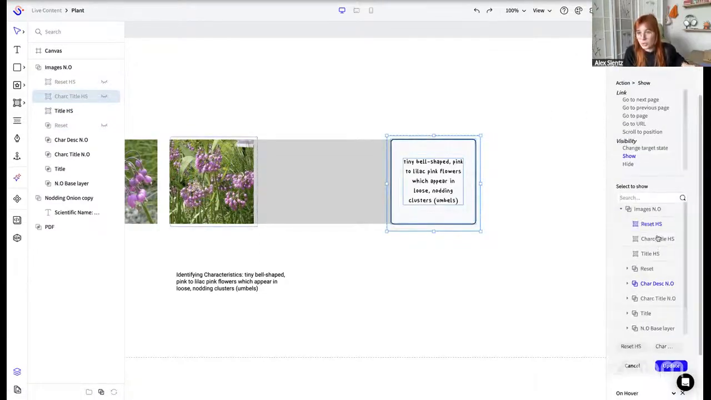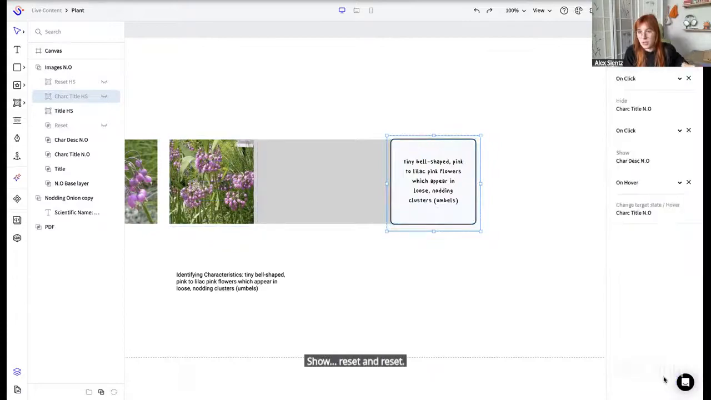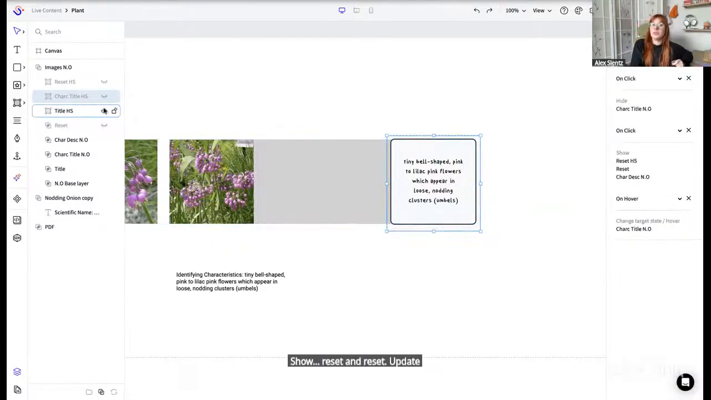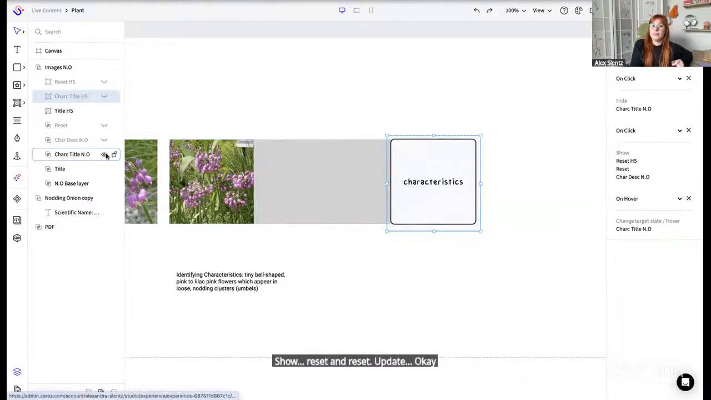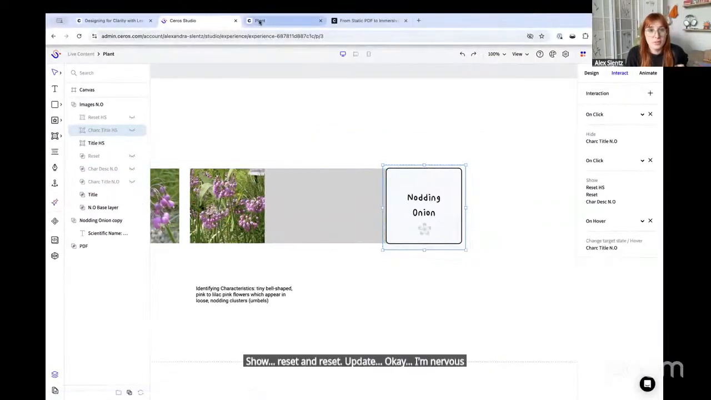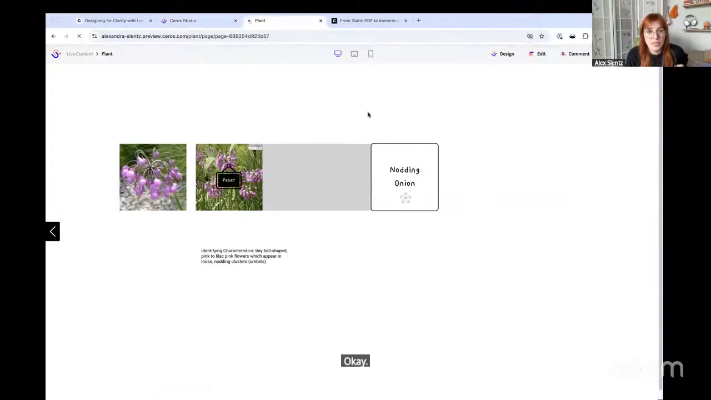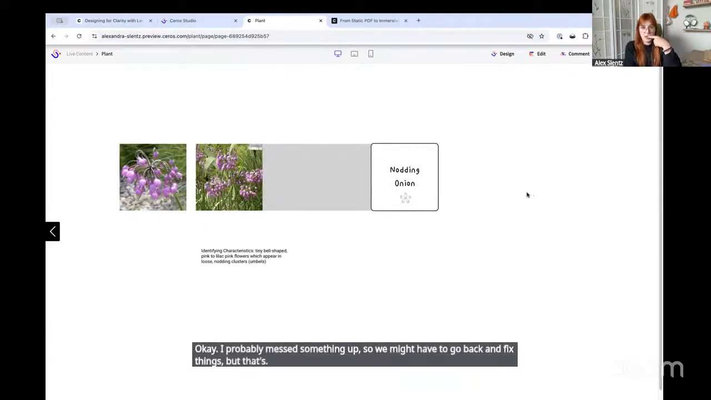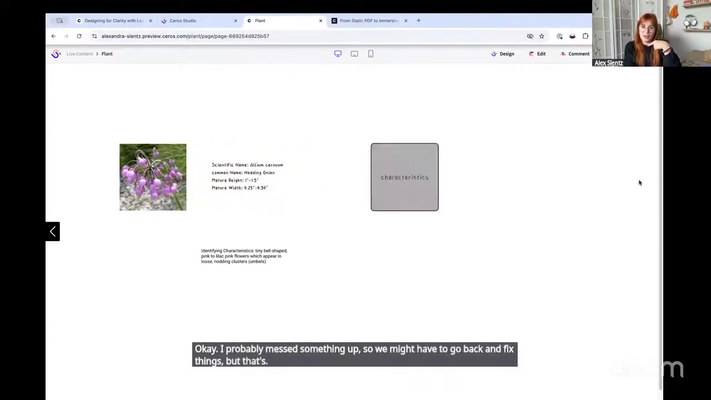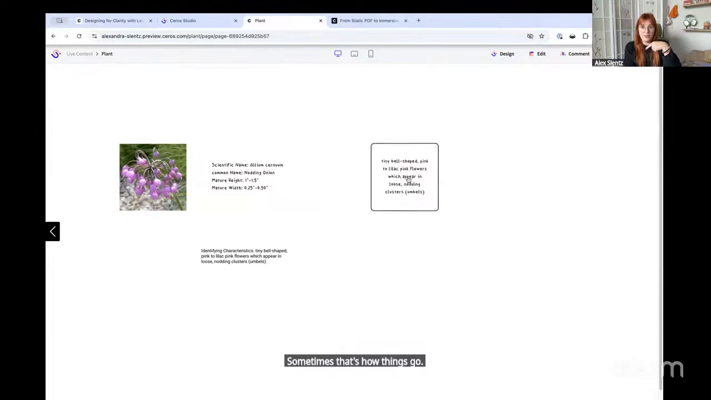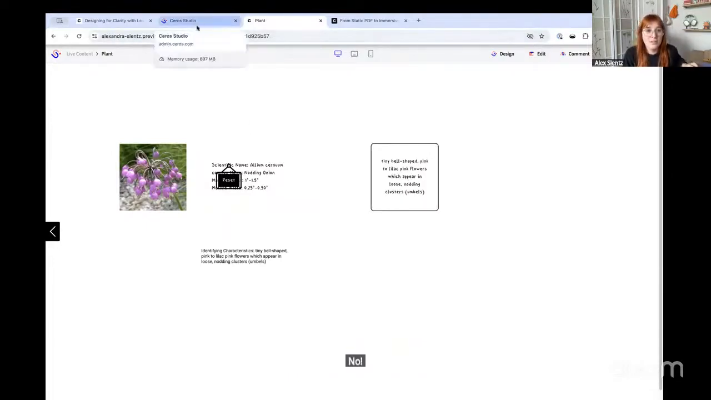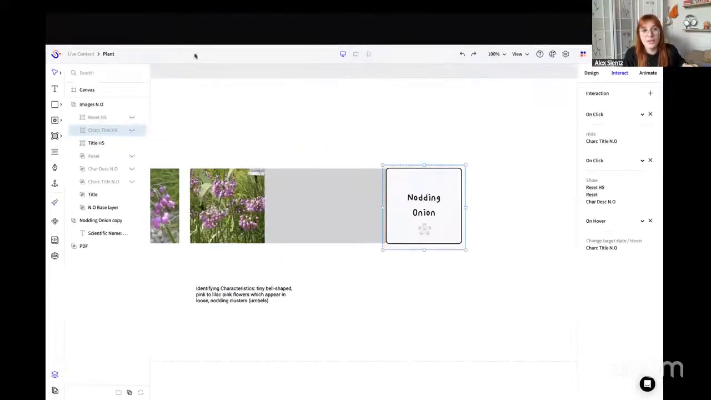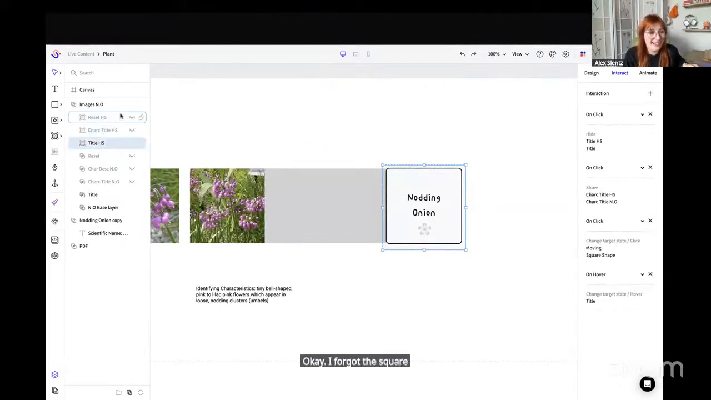Show reset and reset. Update. Okay. I'm nervous. I probably messed something up, so we might have to go back and fix things, but sometimes that's how things go. Okay. No. Okay. I forgot the square. That's what I forgot.